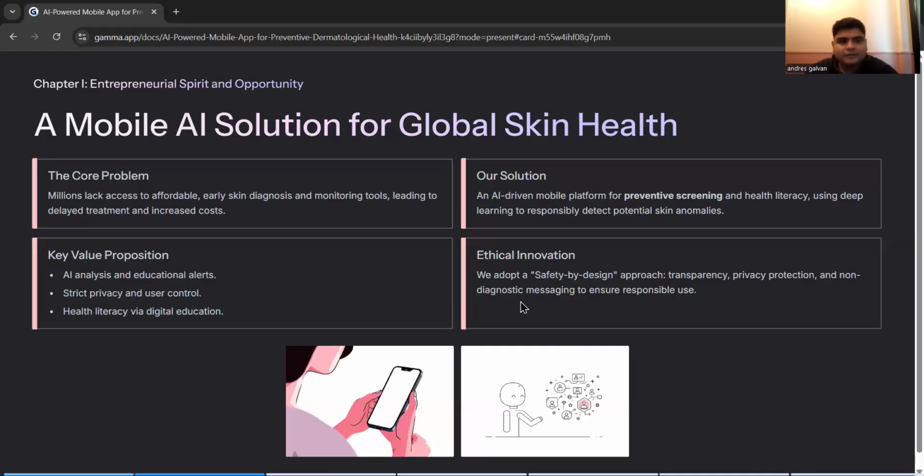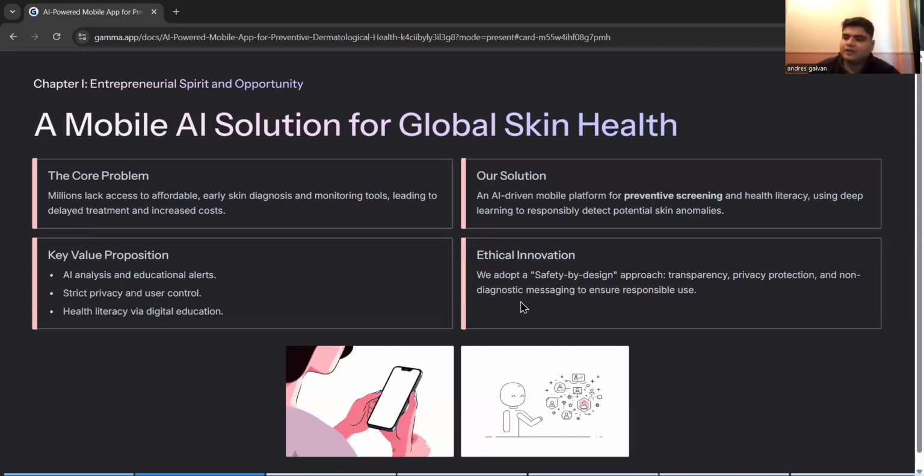For example, something very common is noticing a blemish on your face and trying to Google it, trying to figure out what exactly you have. This application tries to solve that.